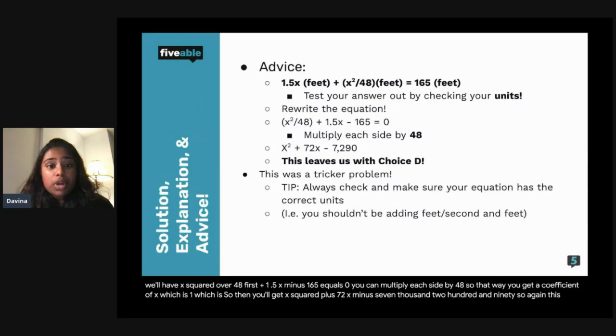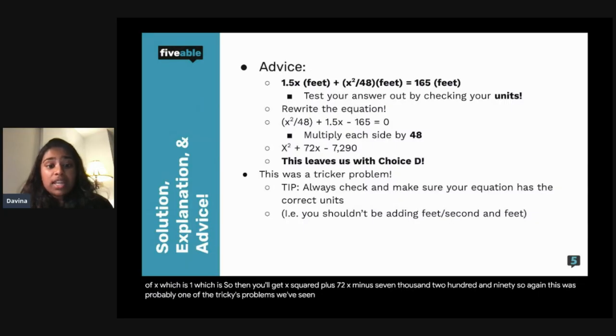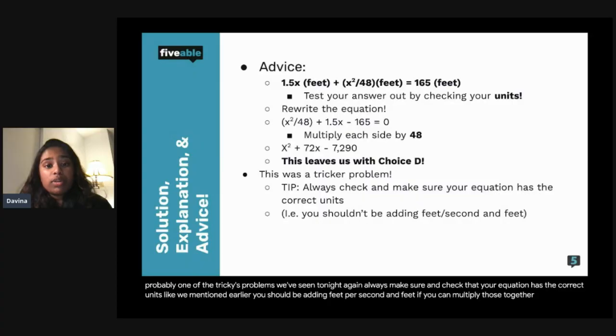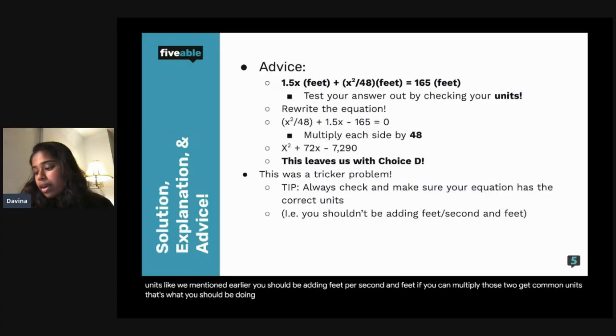Again, this was probably one of the trickiest problems we've seen tonight. Always make sure to check that your equation has the correct units. Like we mentioned earlier, you shouldn't be adding feet per second and feet. If you can multiply those to get common units, that's what you should be doing.